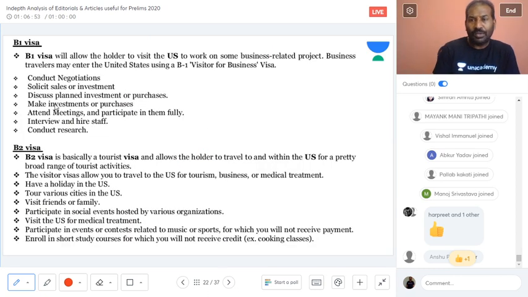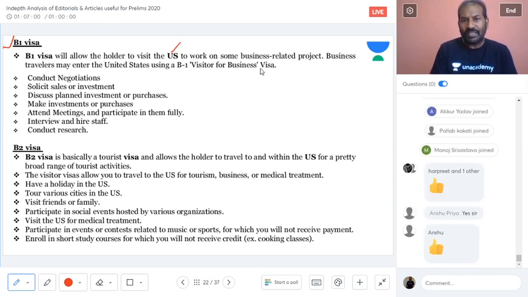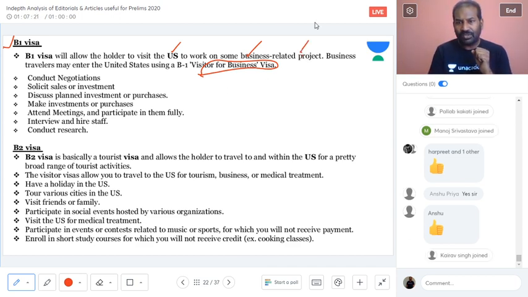Then you have another visa called the B1 visa, which will allow a holder to visit the US in regard to a business related project. These persons can take the B1 visa, the visitor or business visa itself. And the one who holds the B1 visa for business related projects has the facility to go ahead with these options.